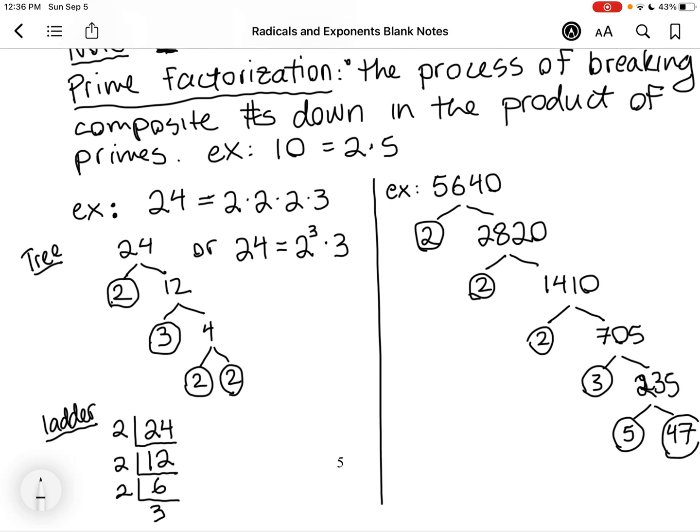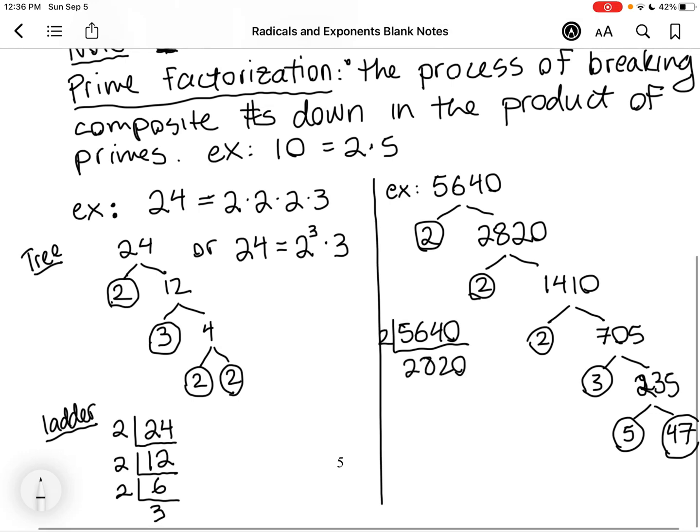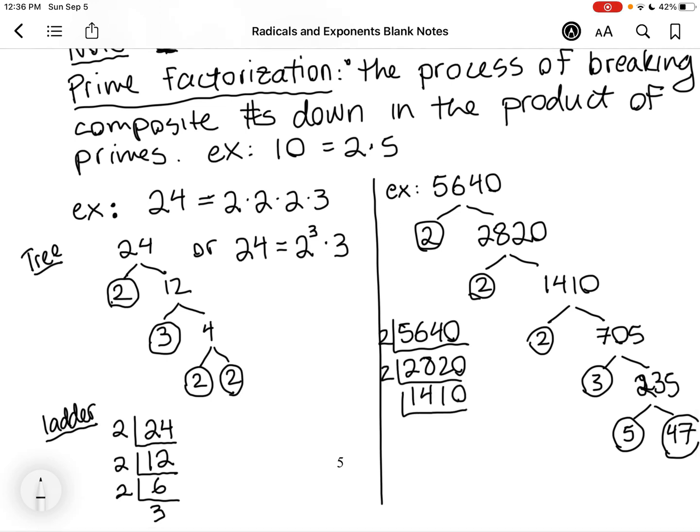Okay, so you could also use a ladder, of course. I always start with the smallest primes and then exhaust those till I can't divide by that anymore and keep going. So this is divisible by 2. This divided by 2 is 2,820. Then I divide that by 2 and I get 1,410. I can divide that by 2 and I get 705. And then I can divide that by 3. By the way, you don't have to do this in your head. You can take out a calculator and just test things out as well. And this is 235. And then I can divide that by 5 and I get 47.